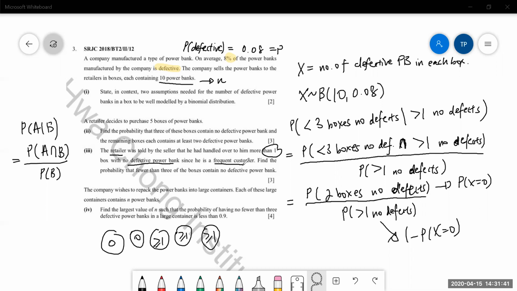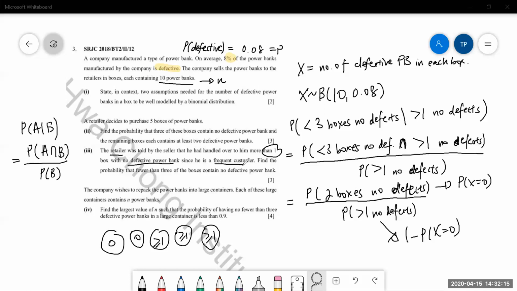And the retailer decides to buy five. So that means the one on top is P equals to three, right? A retailer was told by the seller... Now our X is what? Our X is the number of defectives in each box.